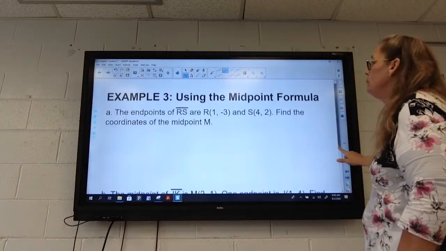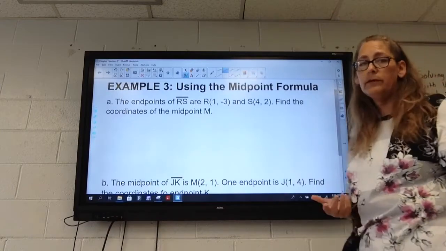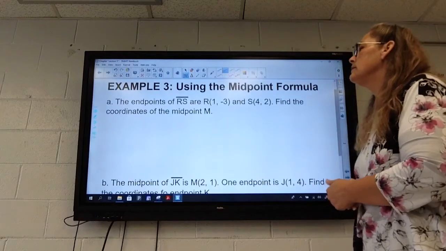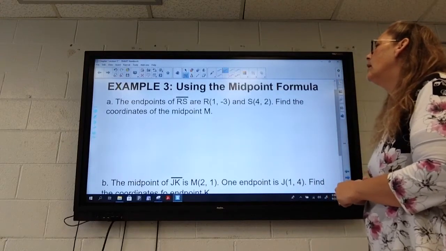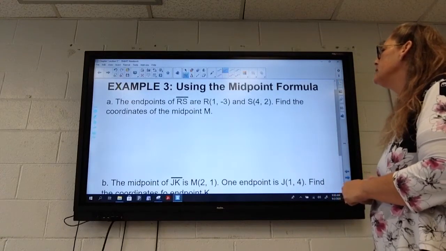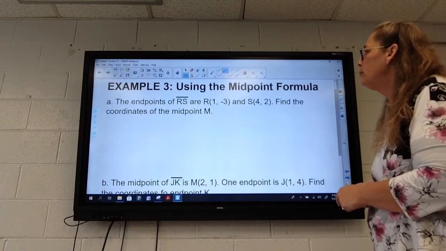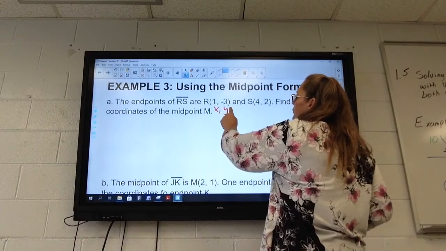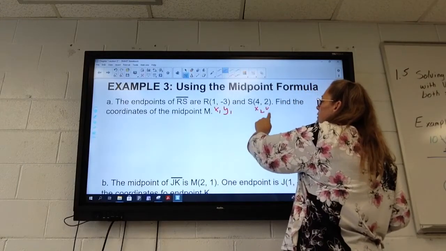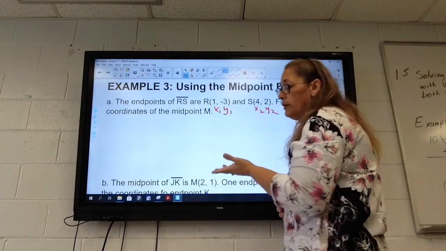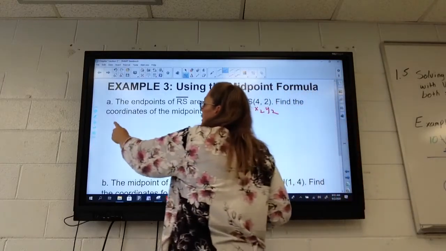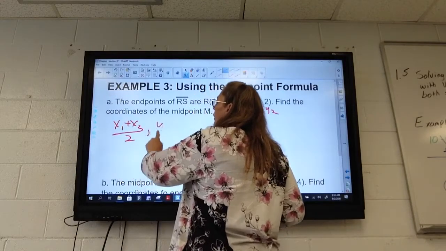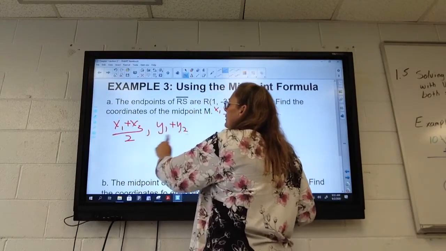So we're going to use the formula because that's what we must do. We're not going to see it and not use it. All right? So the endpoints of RS are R is (1, -3), S is (4, 2). Find the coordinates of the midpoint. This is X, this is Y: X1, Y1, X2, Y2. Label them. The formula is X1 plus X2 divided by 2, and Y1 plus Y2 divided by 2.